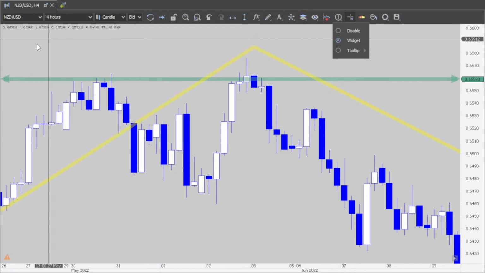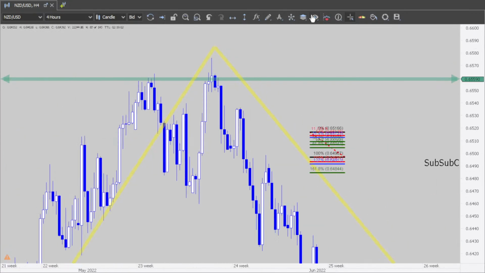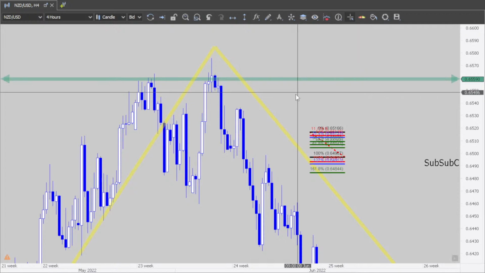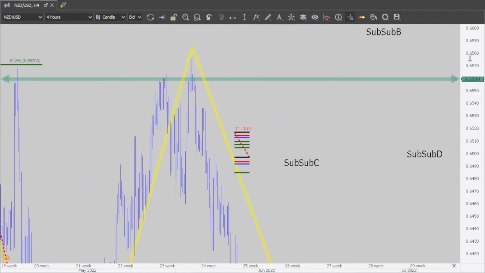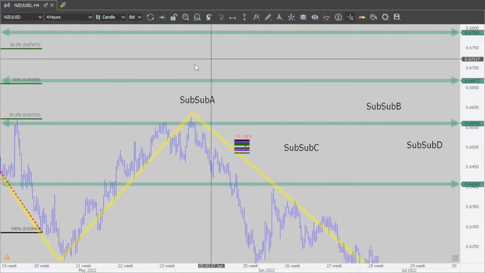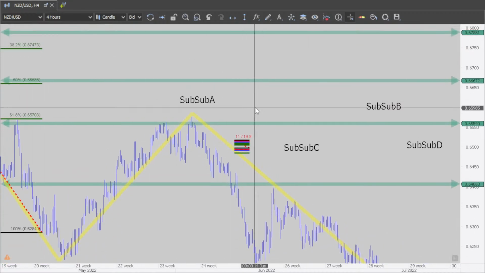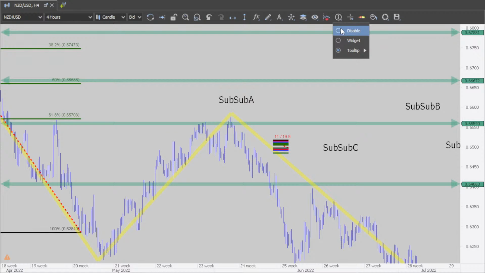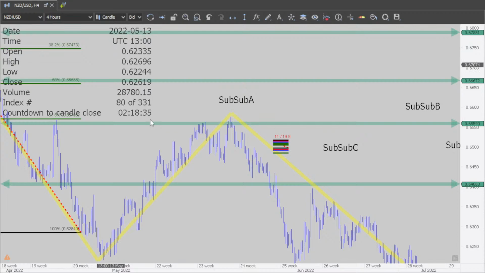Here, I'm not seeing it. Where is the widget? Okay, disable widget and platform time. I'm not seeing it. Maybe up in here somewhere. Okay, I got this. There you go. Widget. Okay, there we go.